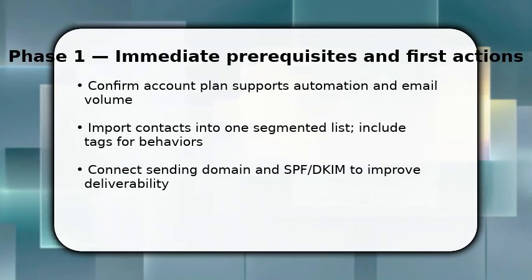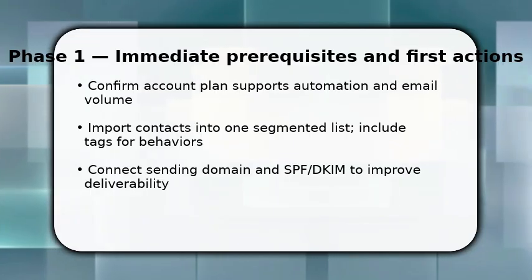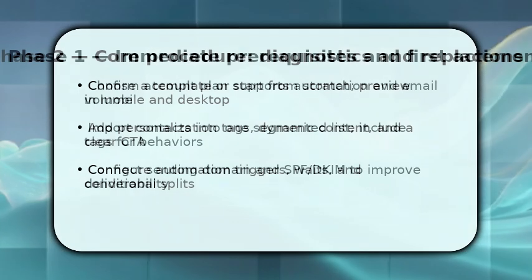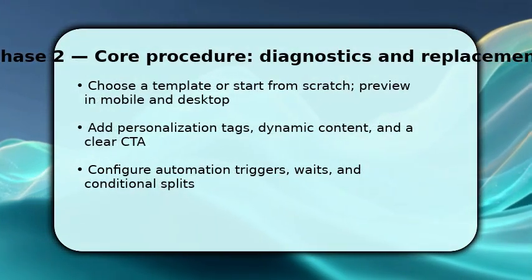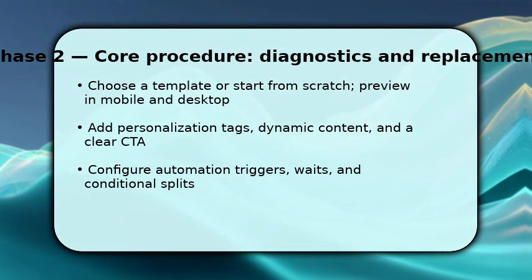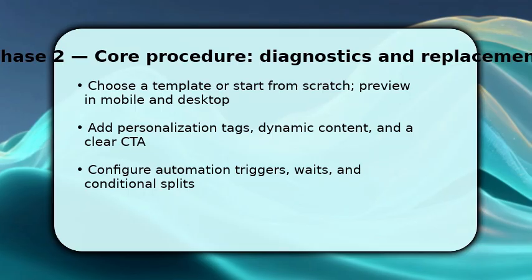This improves open rates. Then open campaigns and click Create New, choose the email type, pick the list, and name the campaign so tracking is clear. You now design the message. Pick a template or begin blank, and always preview both mobile and desktop because layout affects clicks. Use personalization tags and dynamic content to increase relevance.